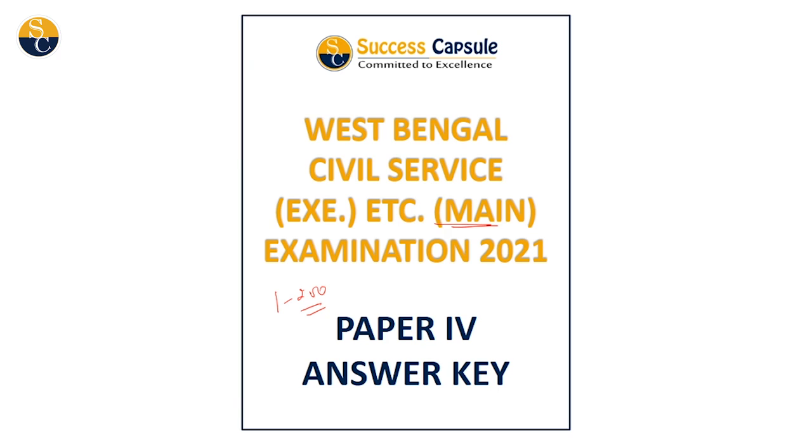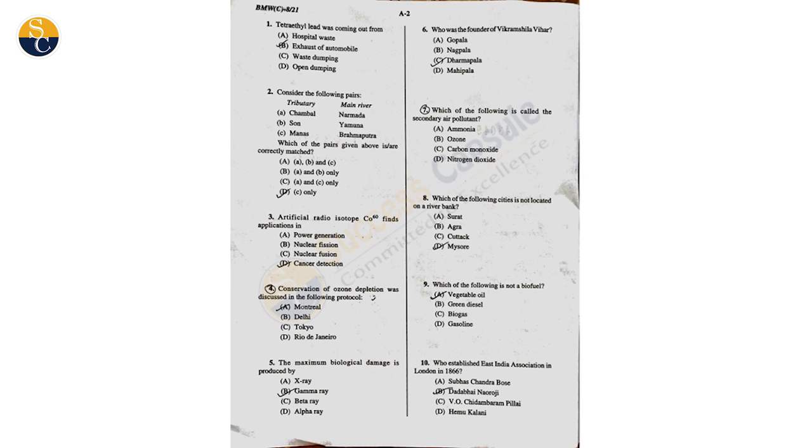So let's begin the discussion. Question number 1. Tetraethyl lead was coming out from exhaust of automobiles. It is used as an anti-knocking agent in gasoline and jet fuels. So B is the correct answer.